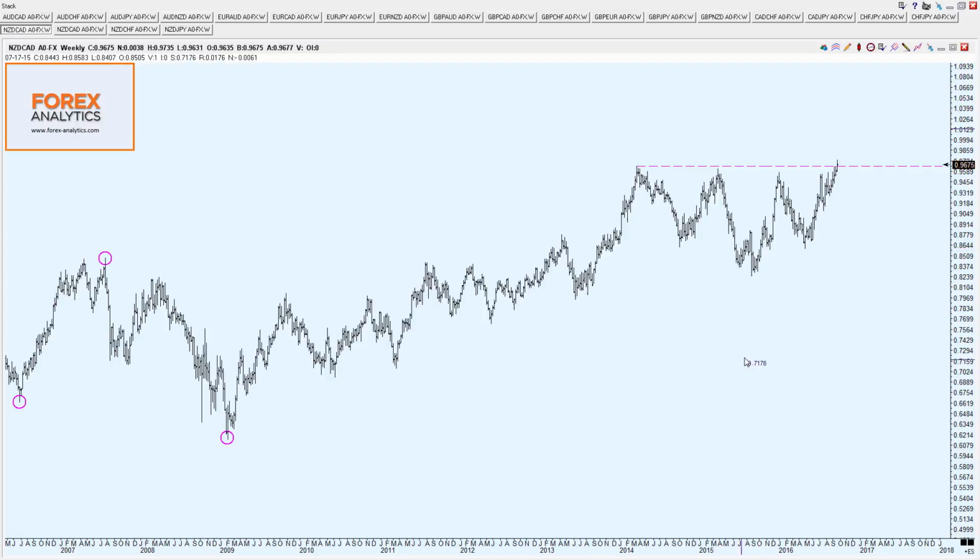Right, this is the Kiwi CAD. This is on a weekly basis. This is going back to 2007. And I've seen in the Twitterverse, a few websites, people have been talking about a massive head and shoulders breakout here. We've got shoulder, head, shoulder, and we've got a neckline. And in fact, today it is literally just trying to push above that.